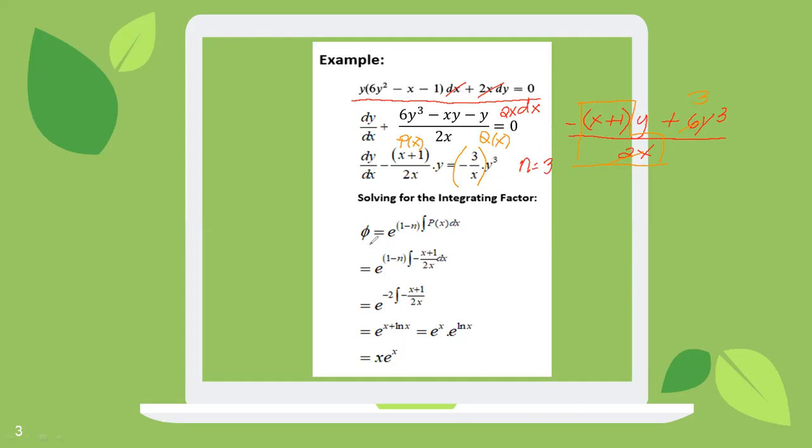So in terms of finding your integrating factor, it's e raised to 1 minus n. That would be 1 minus 3, so you get here a negative 2. And you have the integral of, so this is your p of x, and notice the negative here, negative quantity x plus 1 over 2x dx. So what's done in here is to simplify.